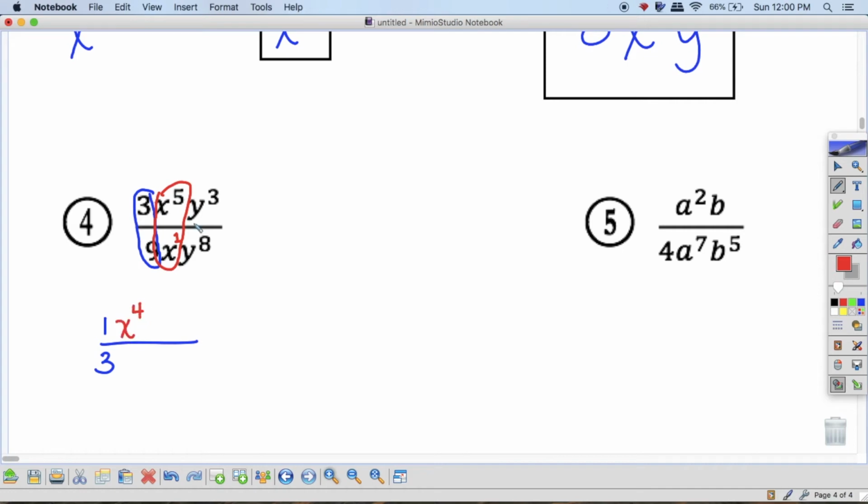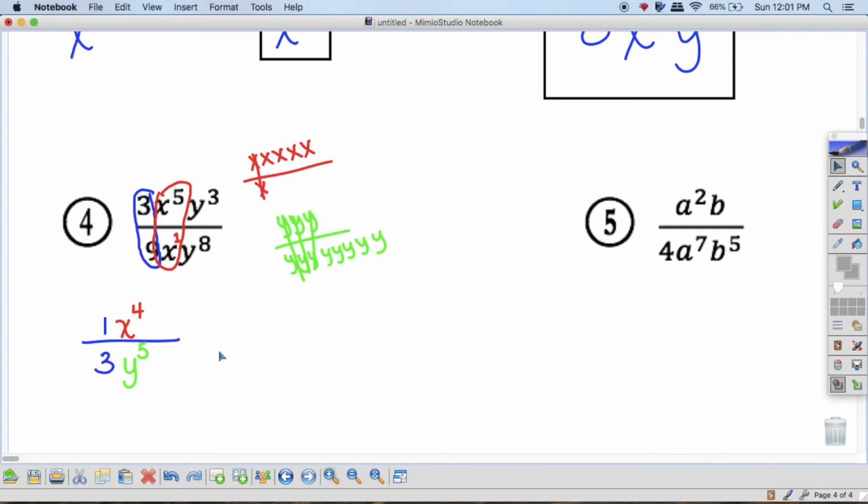And think about if we had 5 x's on the top and 1 x on the bottom, there are 4 more on the top. Now looking at this, if we had 3 y's on the top and we had 8 y's on the bottom, okay, we subtract these, and what am I left with? I am left with 5 more y's on the bottom. So think about where the leftovers would be.